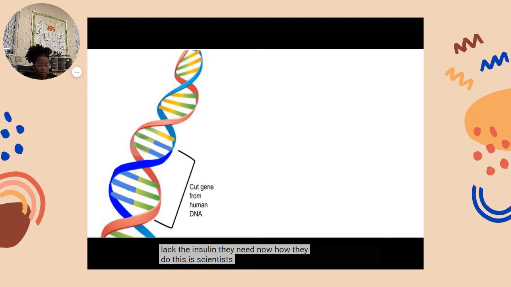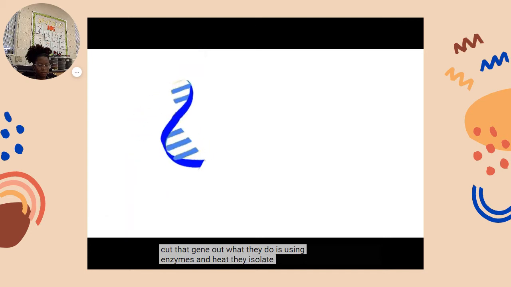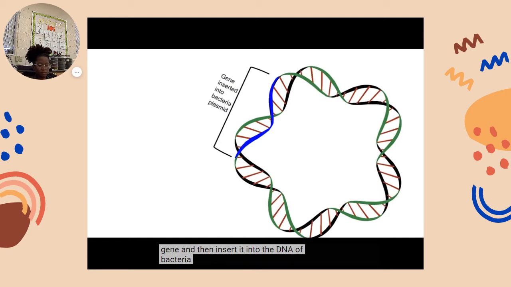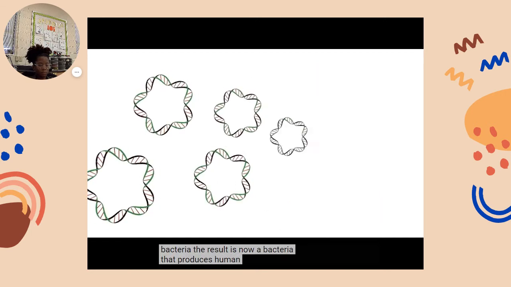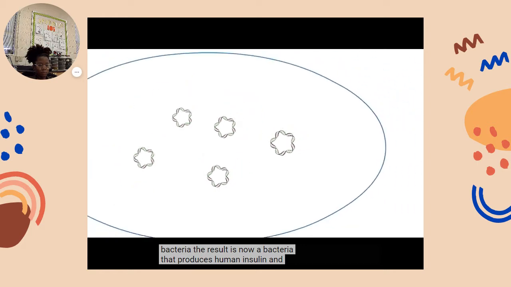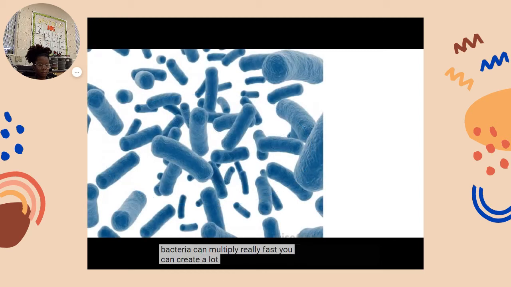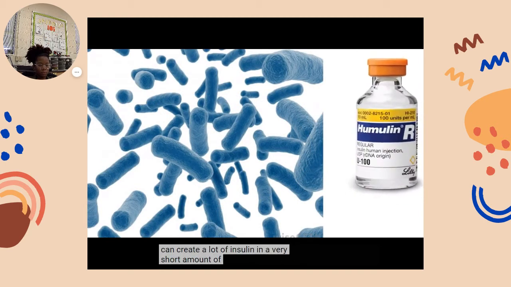Now, how they do this is scientists figured out which section of our DNA codes for insulin, and they also found certain enzymes that can cut that gene out. What they do is, using enzymes and heat, they isolate the specific gene and then insert it into the DNA of bacteria. The result is now a bacteria that produces human insulin. And since bacteria can multiply really fast, you can create a lot of insulin in a very short amount of time. Now, this is great.